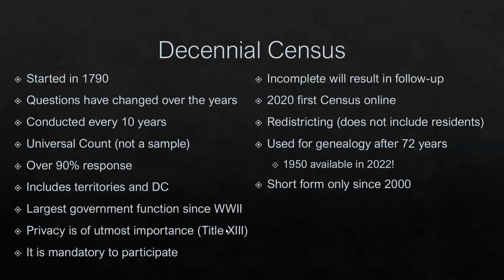But I will say that the privacy down here, I should have put this as number one. Privacy is of the utmost importance for the decennial census. And so towards the end of this presentation, I'm going to talk about additional measures that they're having to take now in order to protect everybody's privacy. So they do not share the information with anybody outside of the Census Bureau.